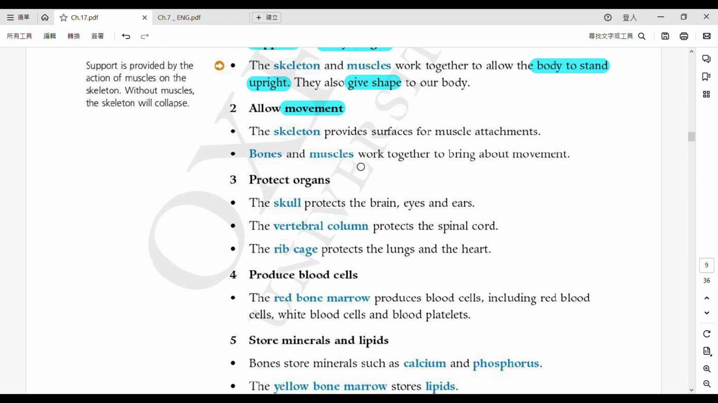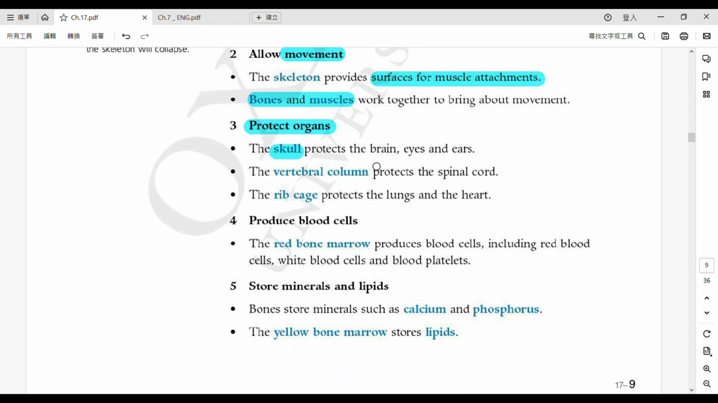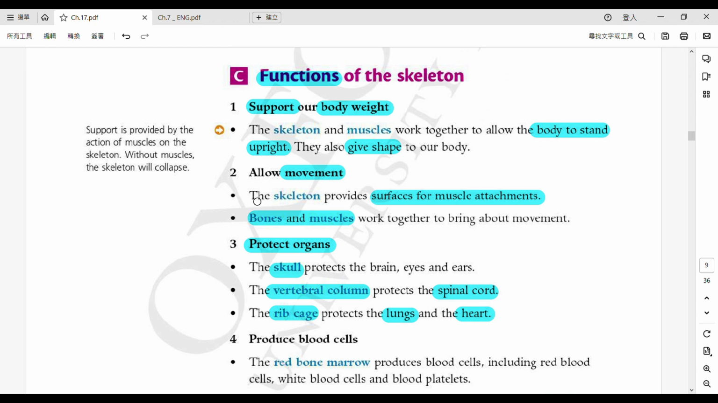movements 啦，例如啦佢會 provide service for muscle attachments，而呢個 muscle 啦 again and bones 就會 work together to bring movements，就會帶嚟呢啲嘅移動，帶嚟我哋身體嘅一啲活動啦。And then the third one 就會講到呢個嘅 protect organs 啦，尤其 internal organs 啦。For example 啦，例如我哋嘅 skull 就 protect 我哋嘅 brain 啊、eyes 啊、ears 啦。OK，而我哋嘅 vertebral column 會 protect 我哋嘅 spinal cord 啦。rib cage 就 protect 我哋嘅 lungs 同埋 heart 啦。OK, but these three things we have mentioned it over and over again.